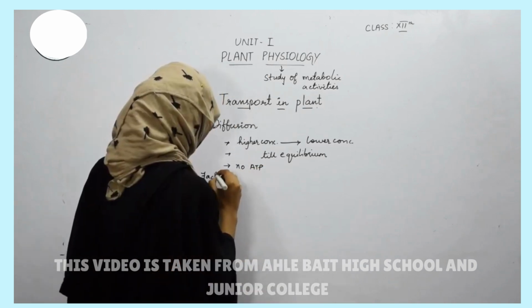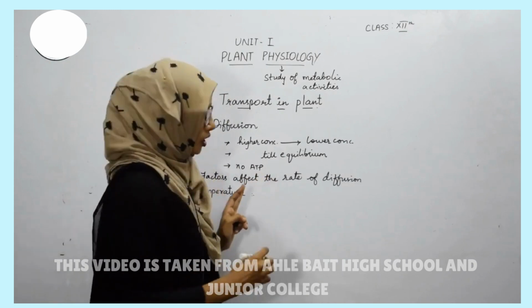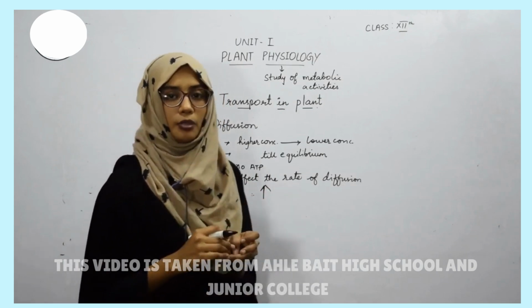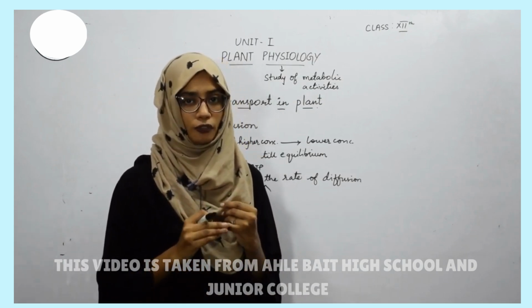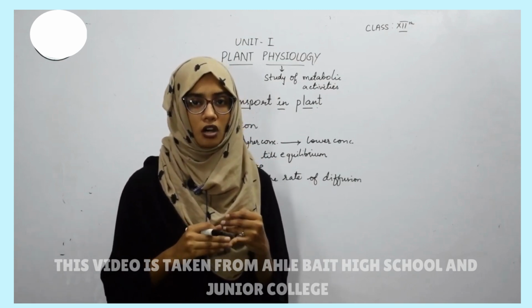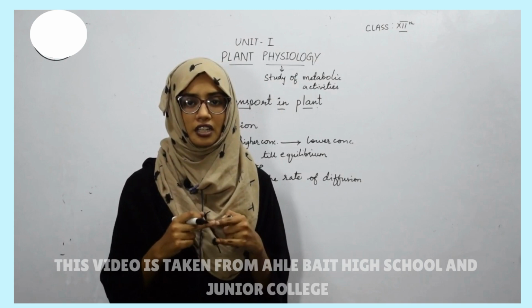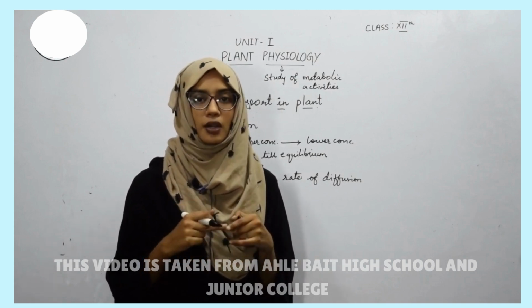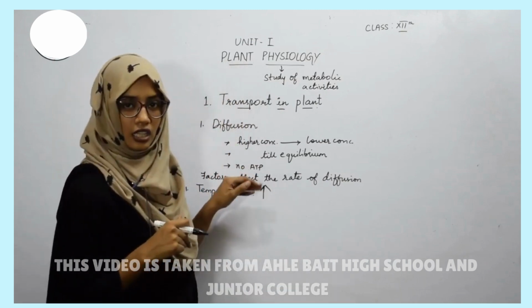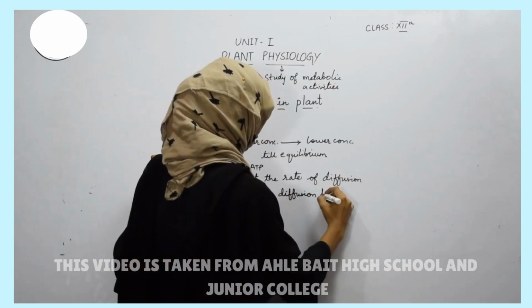Now we will see the factors that affect the rate of diffusion. The first one is temperature. If the temperature increases, the rate of diffusion will become faster. For example, we can smell cooked food easily when compared to refrigerated food, because when we heat the food, the heat energy is converted into kinetic energy, and the particles can travel to greater distances. So if the temperature increases, diffusion becomes faster.